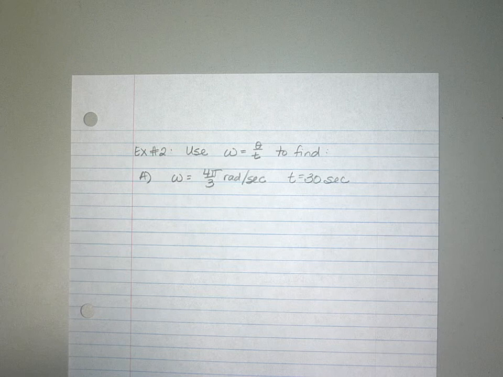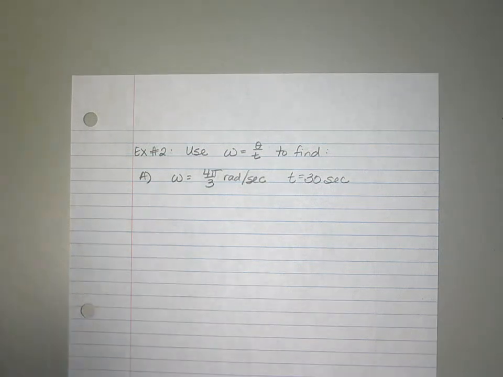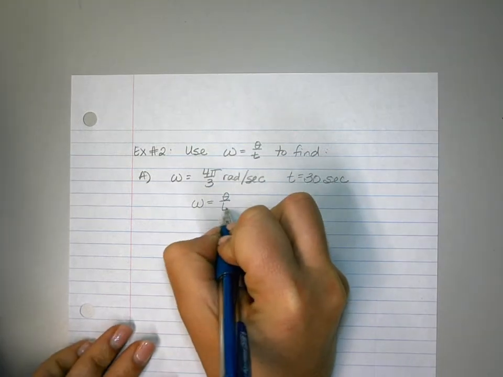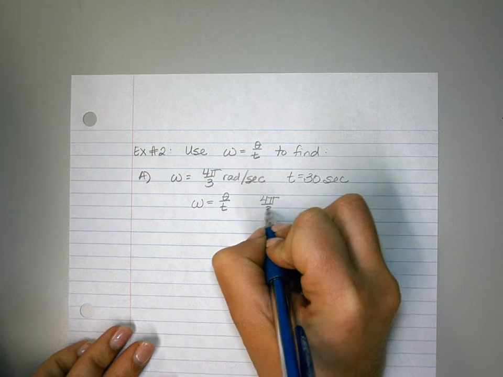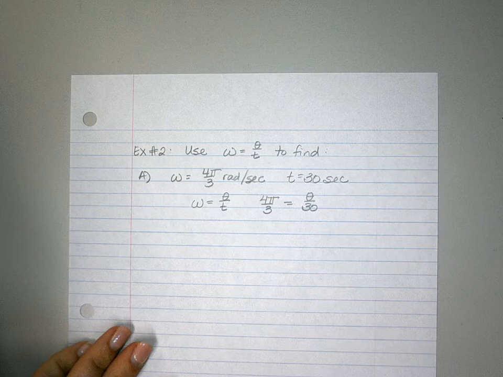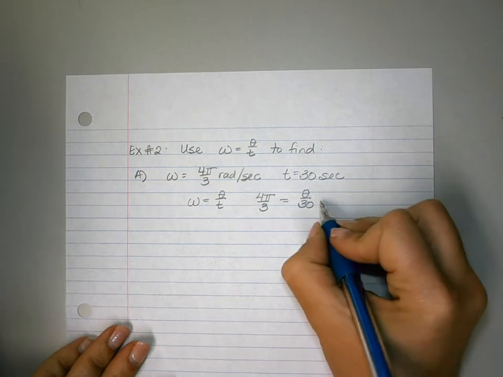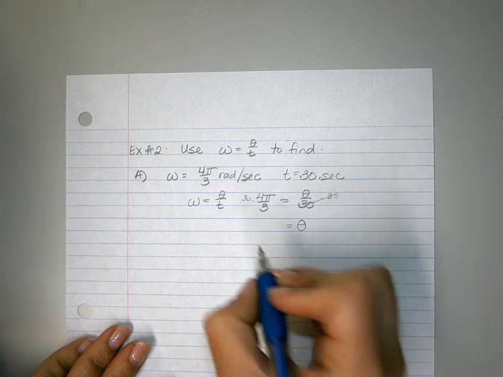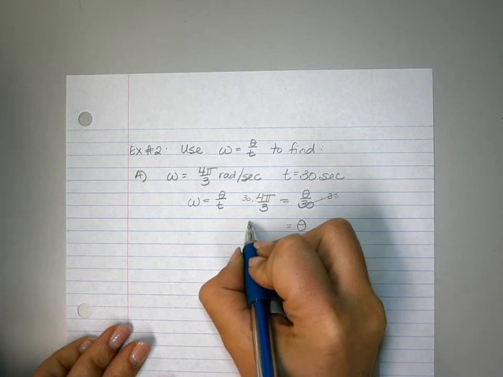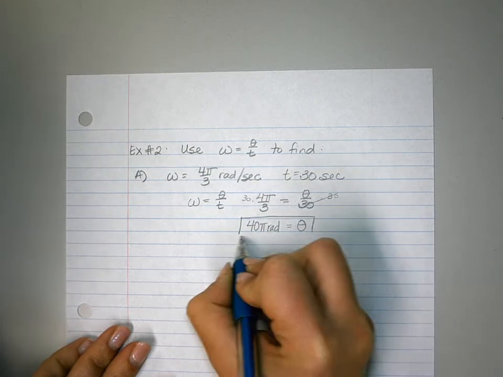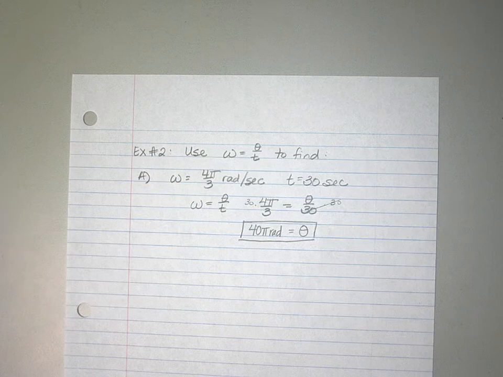So I've given you a few of these plug and chug type problems where, what are we looking for? We're looking for theta. So if we were to plug into this formula, we have 4 pi over 3 radians per second equals our unknown over 30. Multiply both sides by 30, yes. Then we have theta equals 40 pi radians. I think it's really important to keep your units so you remember kind of what's going on, what we're looking for. So that's kind of an easy problem.